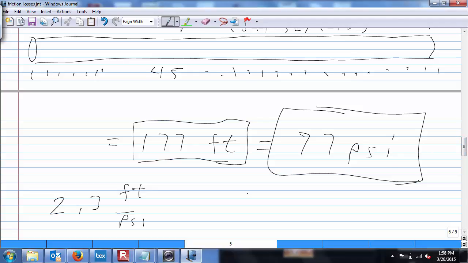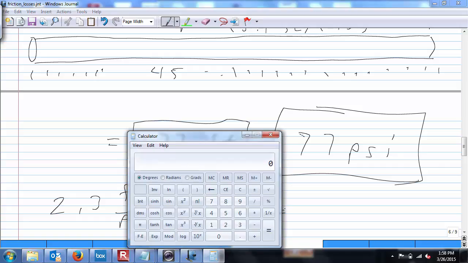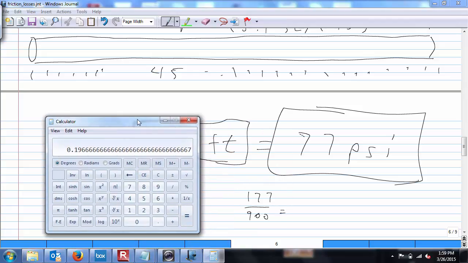And so 177 over 900 equals... 177 divided by 900 equals, so you can think of that as a loss of 20%. Or conversely, if you do 900 minus 177 equals 723, divided by 900 equals 80%.